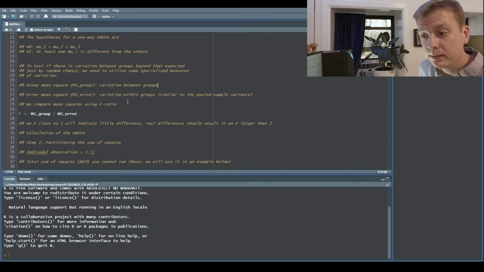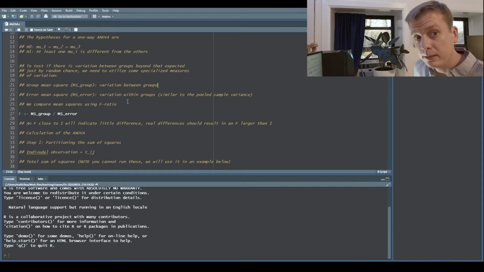We compare the mean squares using the F ratio, which you may remember from the F test. We're checking the differences in the variance between two samples. And so F is the mean square of the group divided by the mean square of the error. If F is close to 1, that will indicate that there's little difference between the groups. If real differences do exist, they should result in F larger than 1.